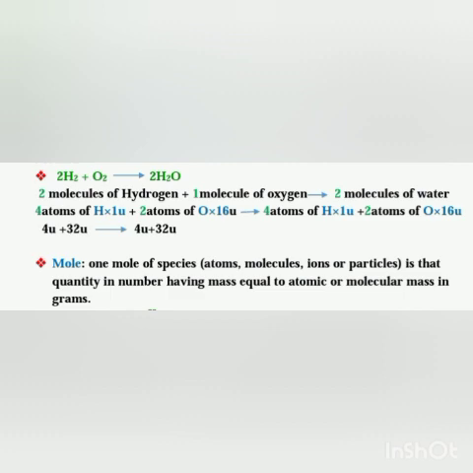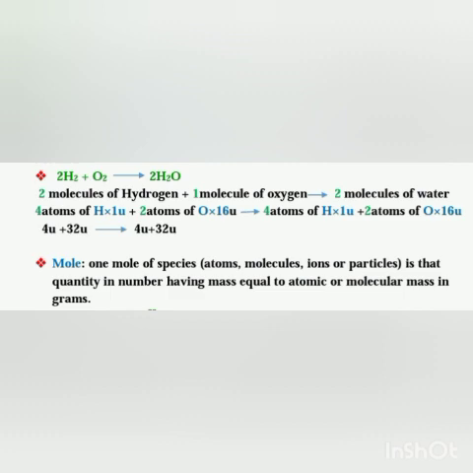Why 32 units of oxygen? Because there are 2 atoms of oxygen and atomic mass of one atom is 16 units. So atomic mass of 2 atoms will be 32. Okay, and it gives us 4 units of hydrogen plus 32 units of oxygen.